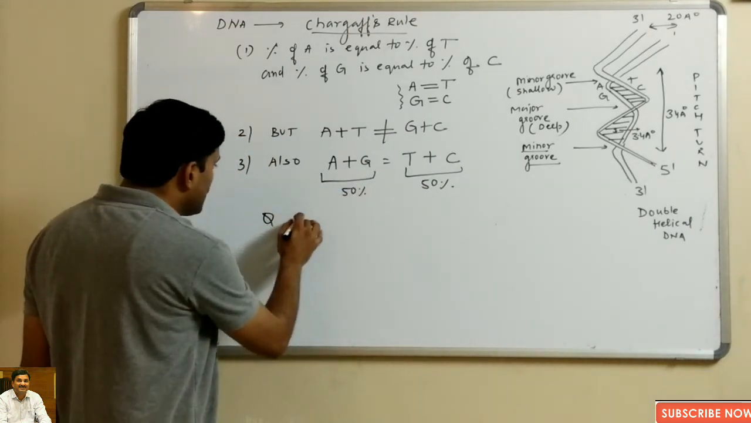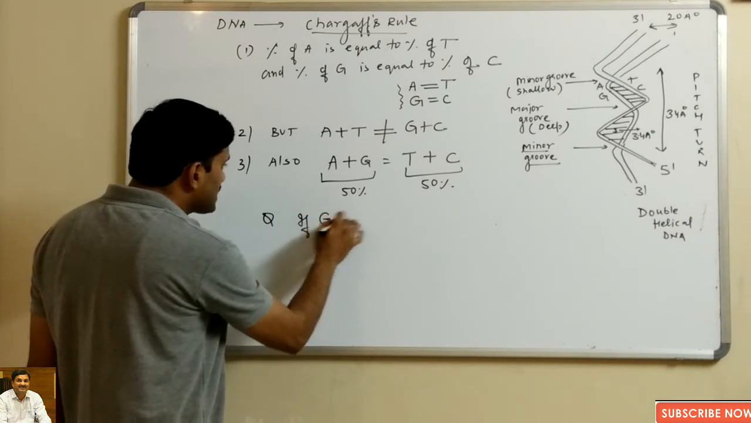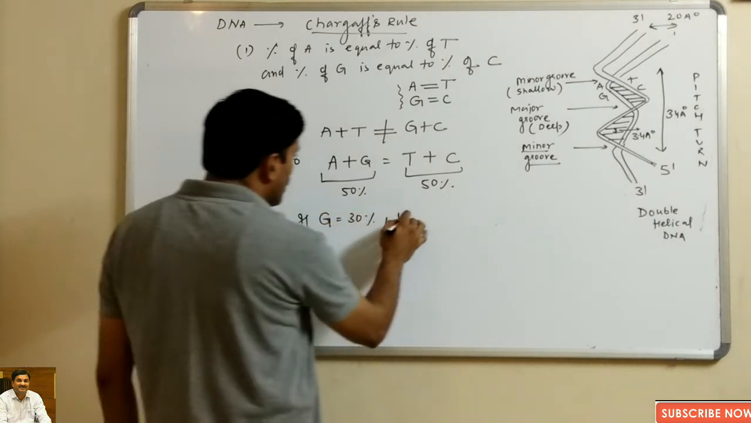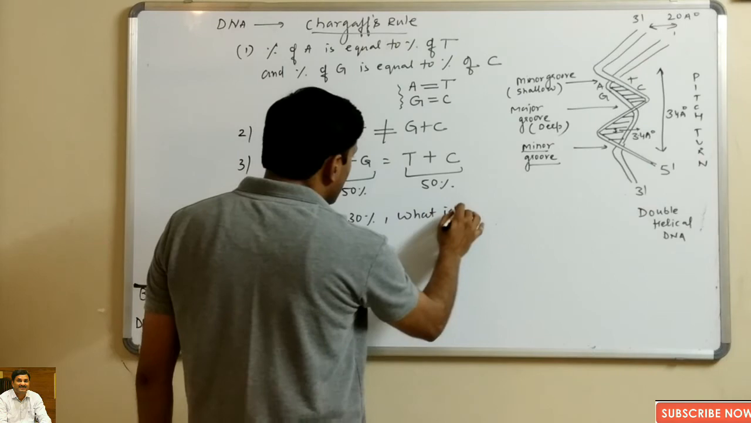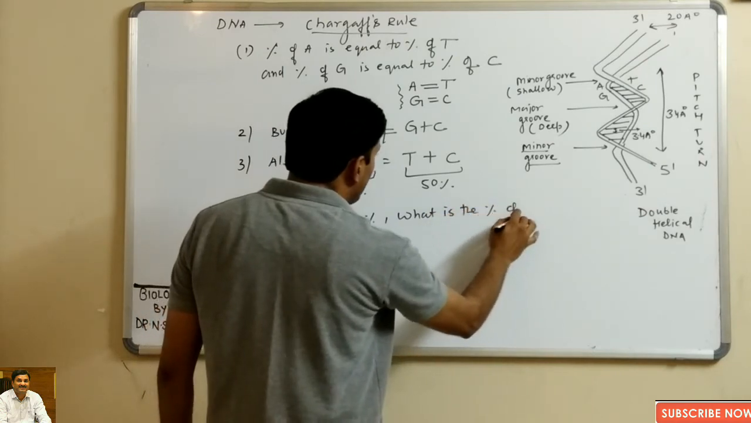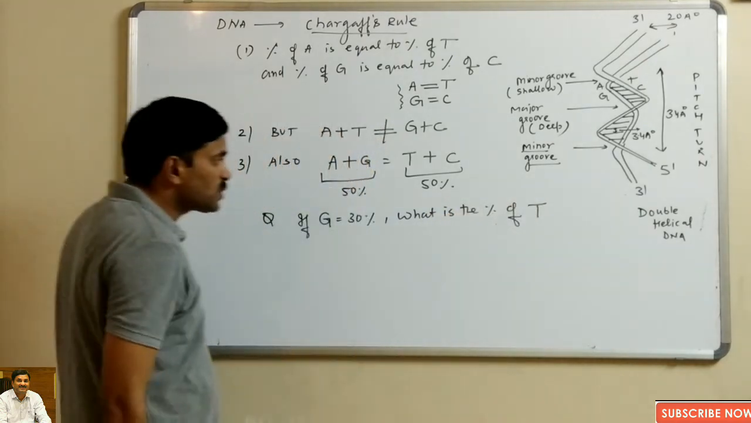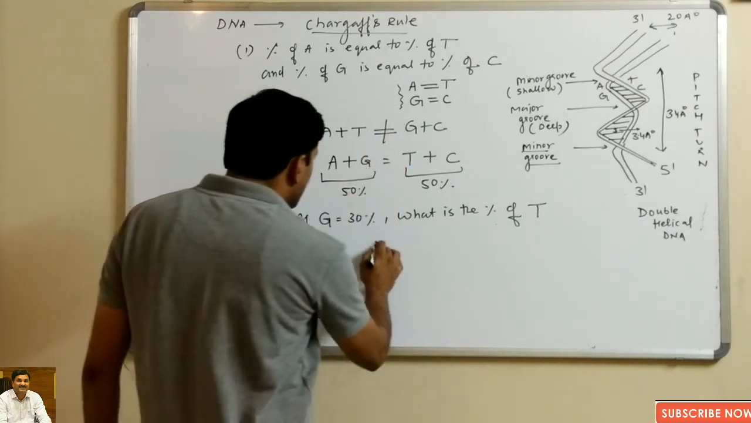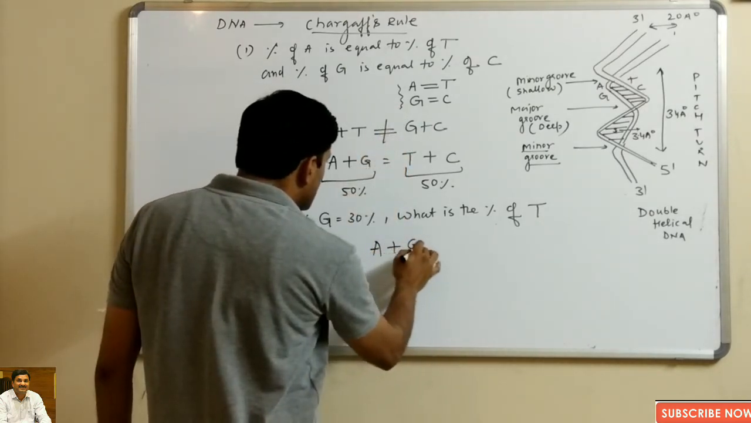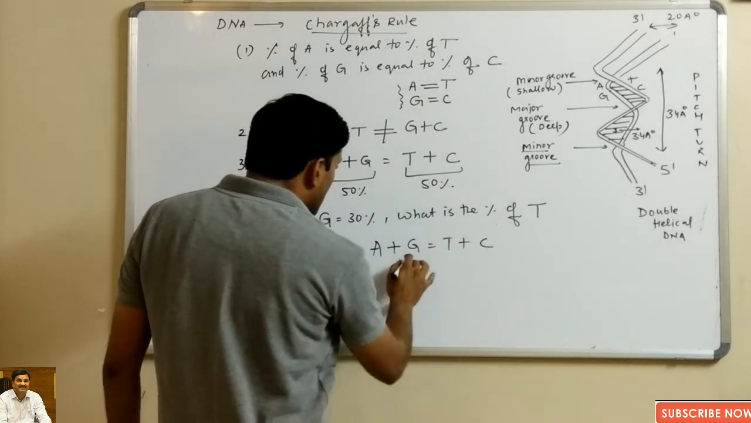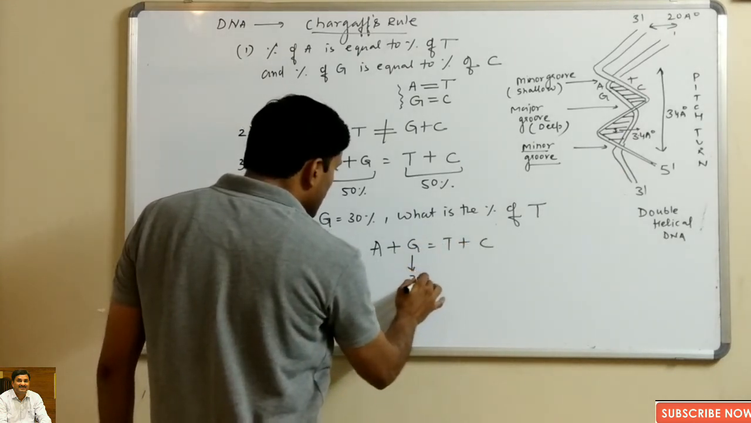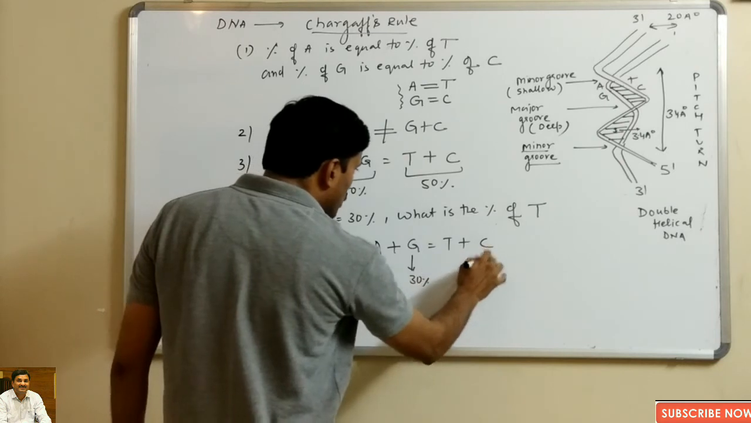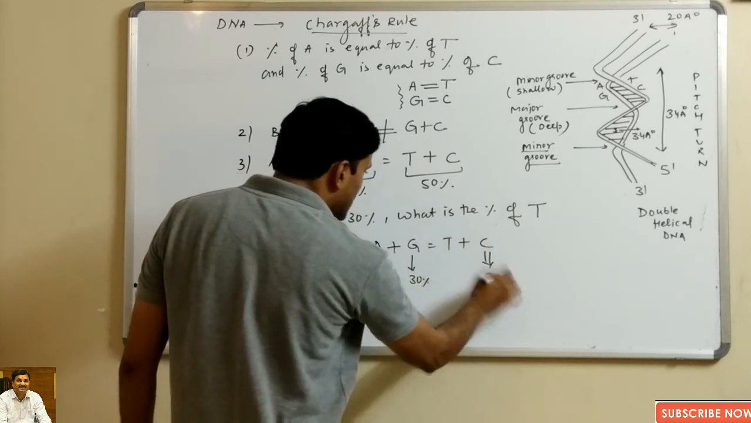Sometimes a question is asked: if G is equal to 30%, what is the percentage of T? So how to solve this question? We know very well A is equal to T and G is equal to C. So you must write here A plus G is equal to T plus C. Now G is given here as 30%. So we know very well G is equal to C, so automatically the C will become 30%.